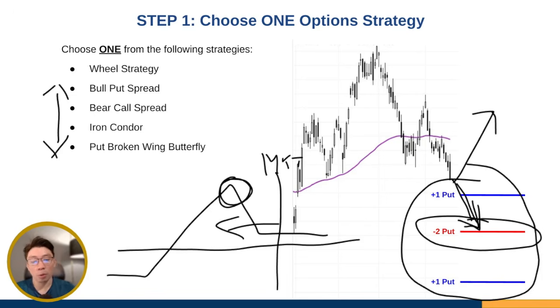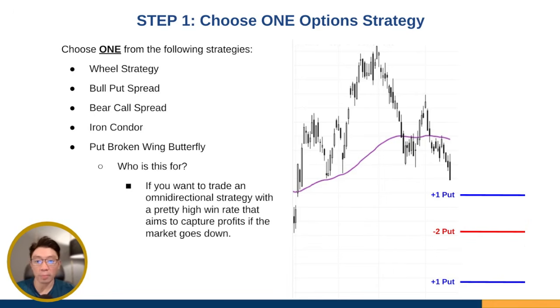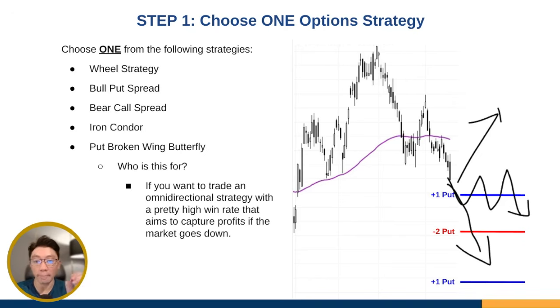So who is this put broken wing butterfly for? If you want to trade an omnidirectional strategy, what I mean is that there are multiple ways for you to make profit in this strategy. If the market goes up, you still get a minimum credit. If the market goes sideways, depending on how you construct it, if it goes below this long put, you're going to have more than the minimum profit. And if it goes down as well, you're going to be in a bigger profit inside the tent. Now, of course, we don't want it to go way down below our protective long put down here, because if that's the case, then we can possibly lose money as well.